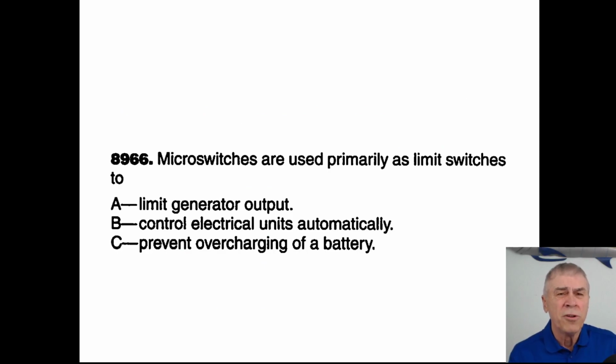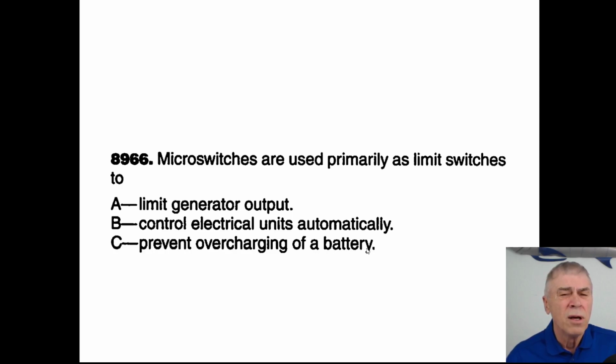A typical question. Microswitches are used primarily as limit switches to A. Limit generator output, B. Control electrical units automatically, or C. Prevent overcharging of a battery. Okay, microswitches, I suppose, well, clearly B is the clear runner. I might have phrased it a little differently, but it's definitely not used for batteries or generators.